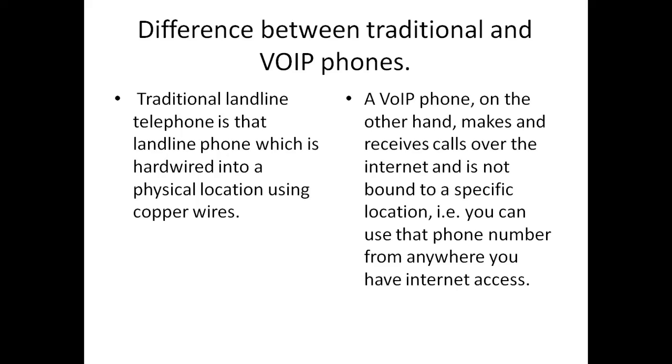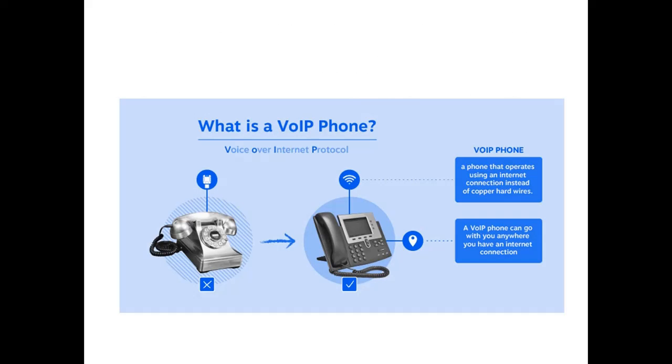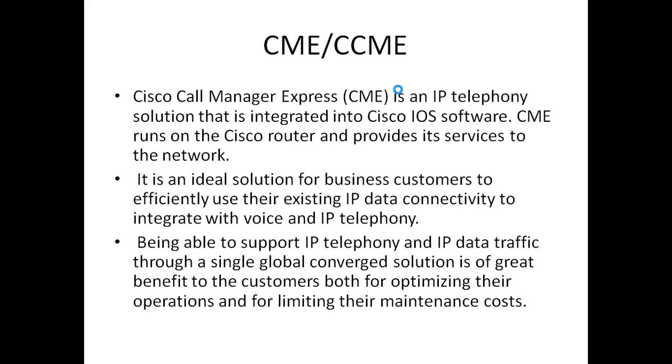Traditional landline telephone is actually that landline phone which is wired into the physical location with copper wire and it can't be moved. But VoIP, on the other hand, can receive or make a phone call over the internet connection, and you can move it to any location where you can access the internet. Let's have a look at the picture. So on your left you can see there is a traditional landline phone which is wired with the copper wire, and then on the other hand you can see there is a VoIP phone which can be connected with the internet.